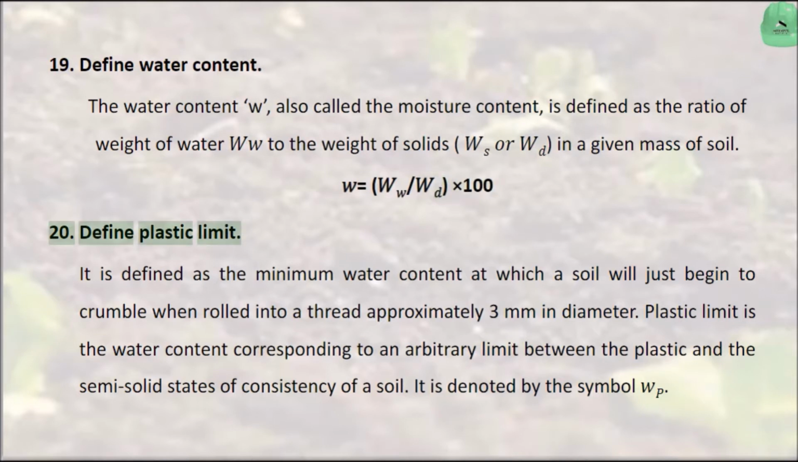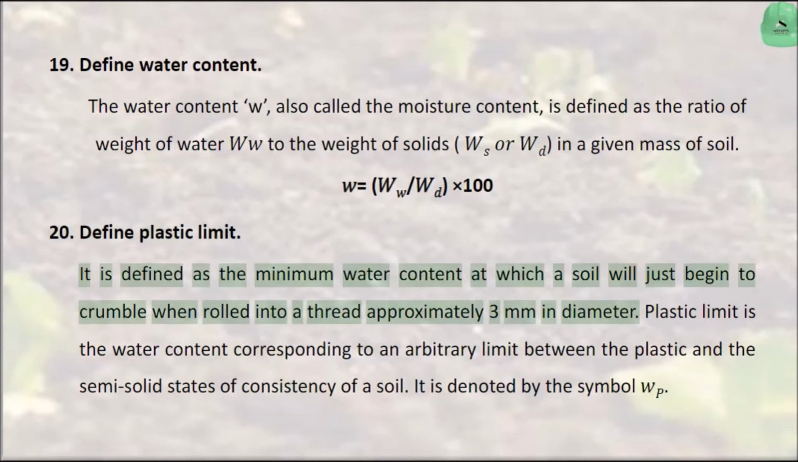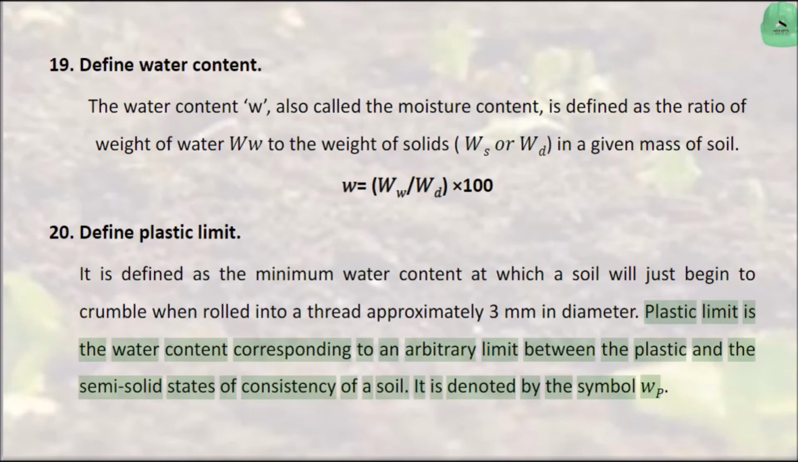Define plastic limit. It is defined as the minimum water content at which a soil will just begin to crumble when rolled into a thread approximately 3 mm in diameter. Plastic limit is the water content corresponding to an arbitrary limit between the plastic and the semi-solid states of consistency of a soil. It is denoted by the symbol wP.